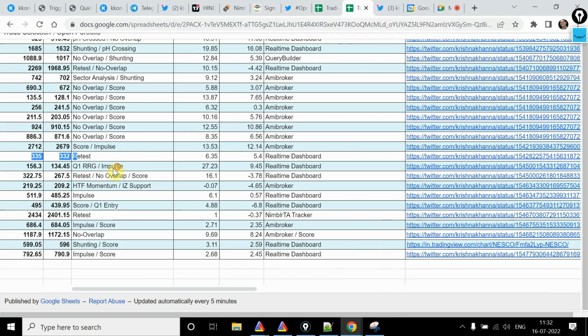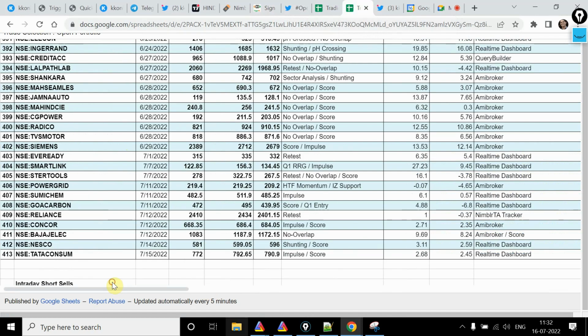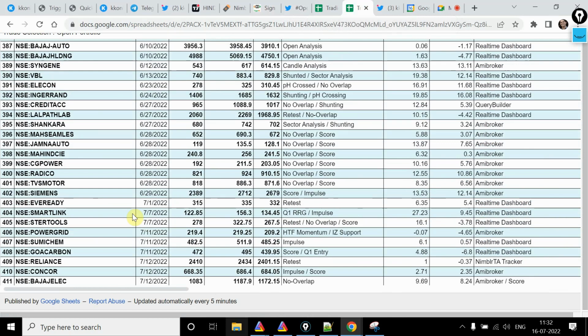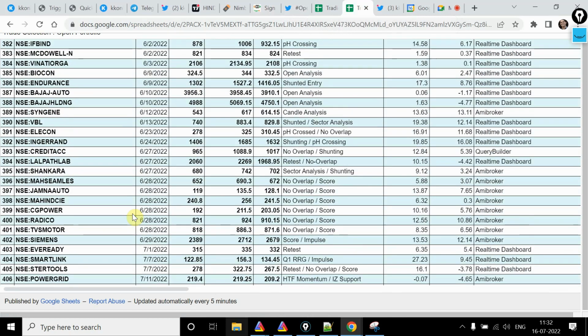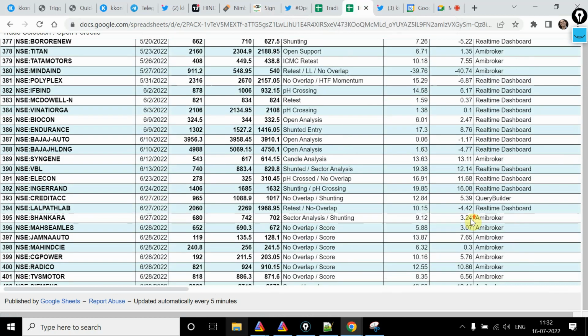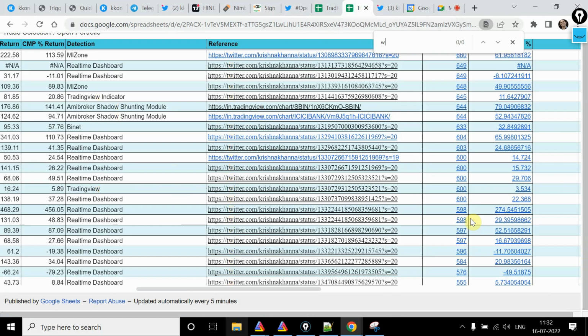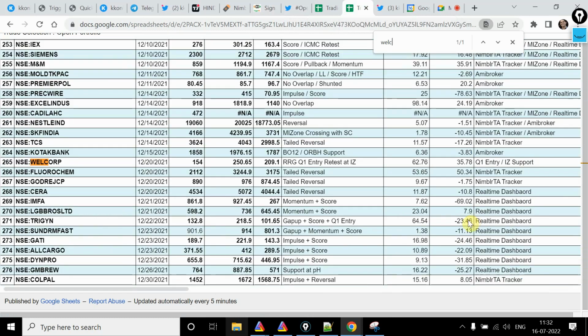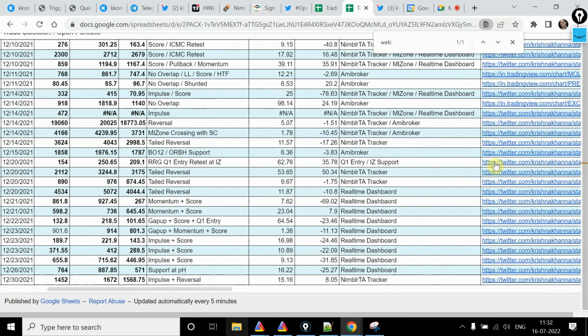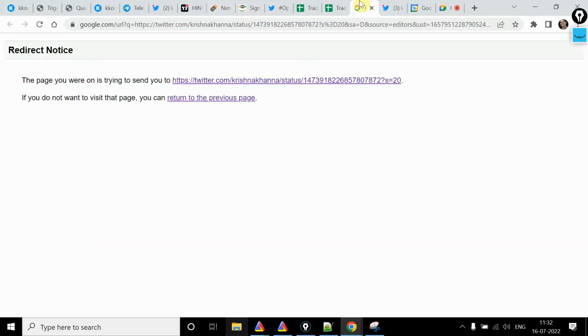Similarly, I'll take one more example before we move further, so that it may give you more idea of how we are actually using the alerts, right? So in the meanwhile, if you have any queries, we can take that. Okay, so this, for example, is an example of a retest. Let's go over here.